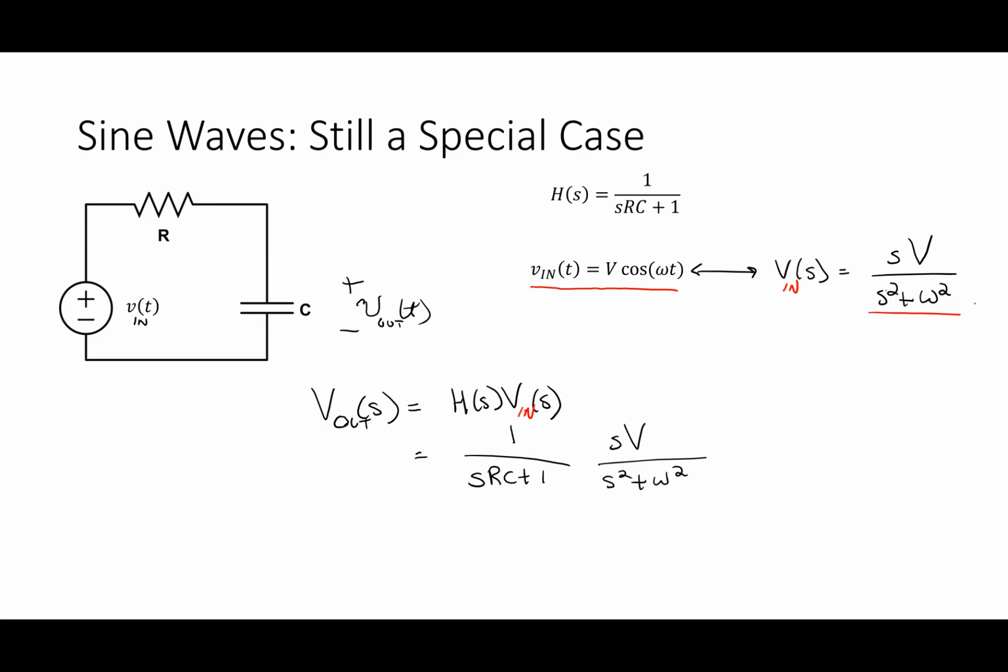So if I use this approach, I would say, all right, well, the Laplace transform of the output is equal to H of s times V in of s. So I wrote that down here. Here's H of s, here's V in of s. Put them together. Okay. What do I do from there if I want to figure out V out of s?